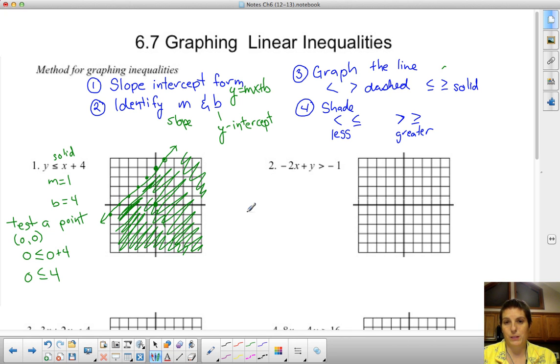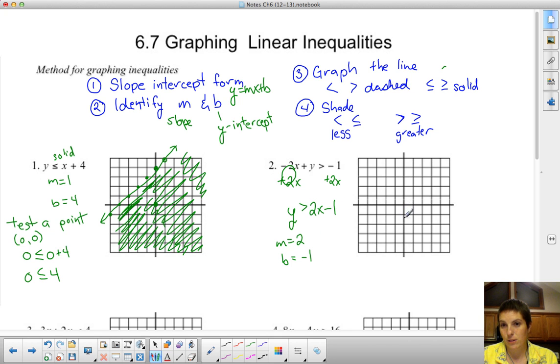Let's work through problem 2 together. Do you have slope-intercept form? What do you need to do to get it? Correct. We need to add 2x to both sides. So that we now have y is greater than 2x minus 1. The slope of this problem is 2, and the y-intercept is at negative 1.